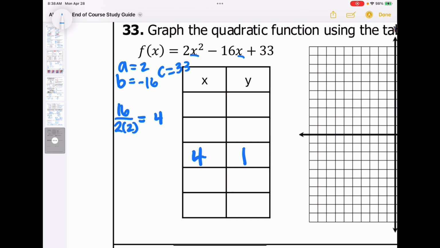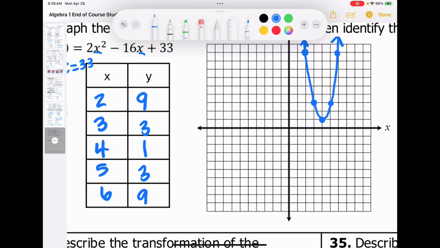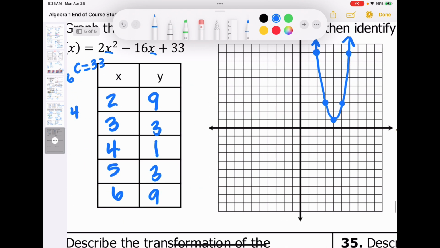So I want you to pause here, fill out the rest of the table, and graph it, and then we'll come back to do the key characteristics. All right, so that's what your table and your graph should look like.